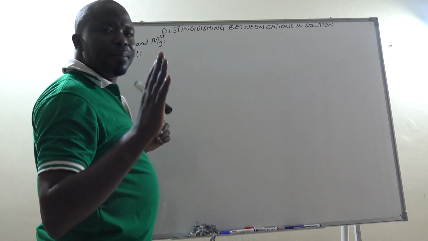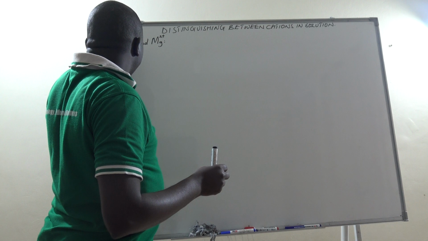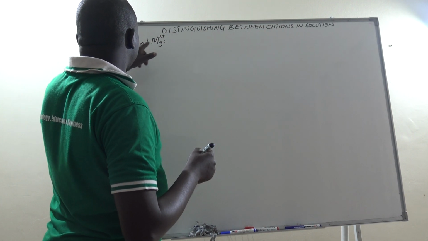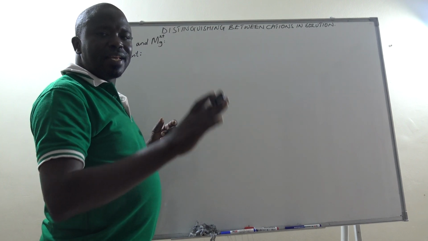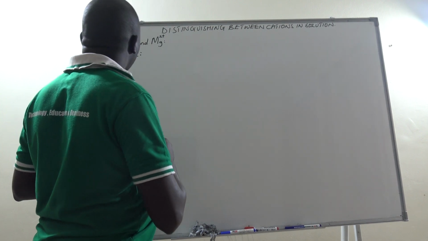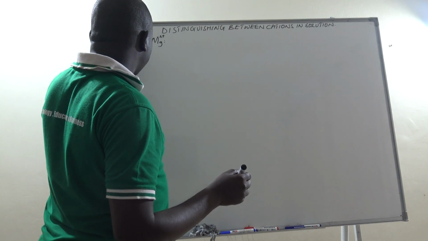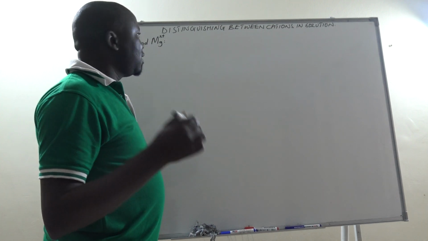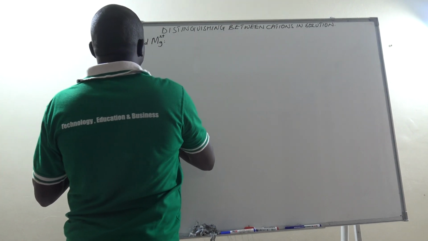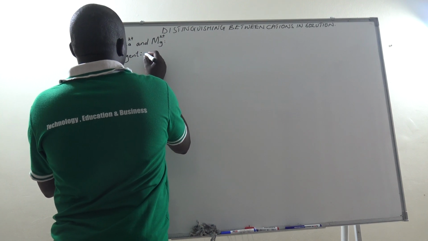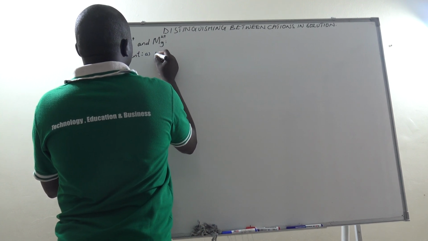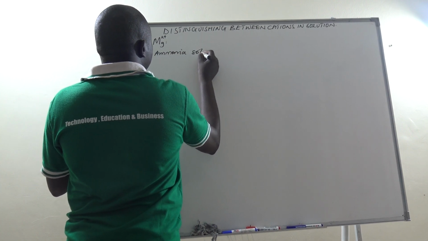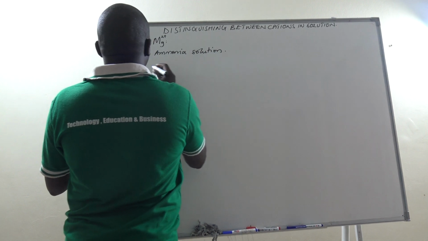Let us see sodium hydroxide solution. Can we distinguish between these two using sodium hydroxide solution? It is impossible, because both of them give us a white precipitate insoluble in excess. What of ammonia solution? Yes, calcium ion gives us no observable change, and magnesium ion gives us a white precipitate insoluble in excess. So one of the reagents that we can use can be ammonia solution.